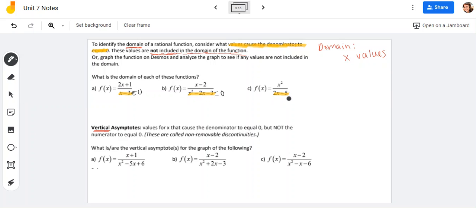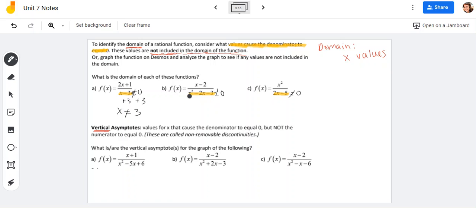Equals 0, equals 0, equals 0. We don't want that to happen because those are going to be places where the X does not exist. It's not included in our domain. So what we can do is take each of these denominators I've highlighted and set them equal to 0, but say we want it to not equal 0 at that value. So X minus 3 does not equal 0. Well, add 3 to each side, and we find that we don't want X to equal 3, meaning X equals 3 is not included in the domain.